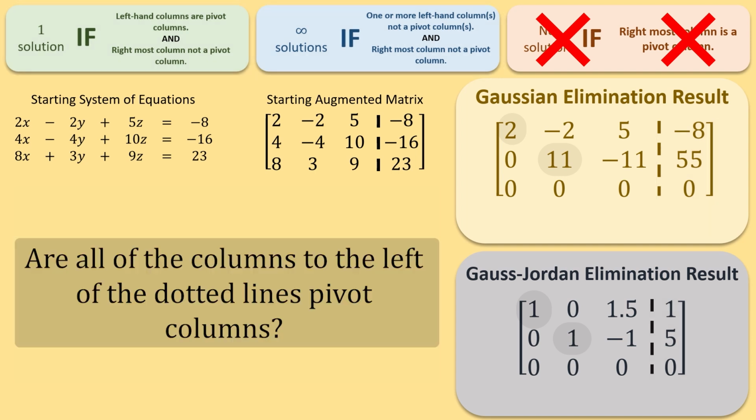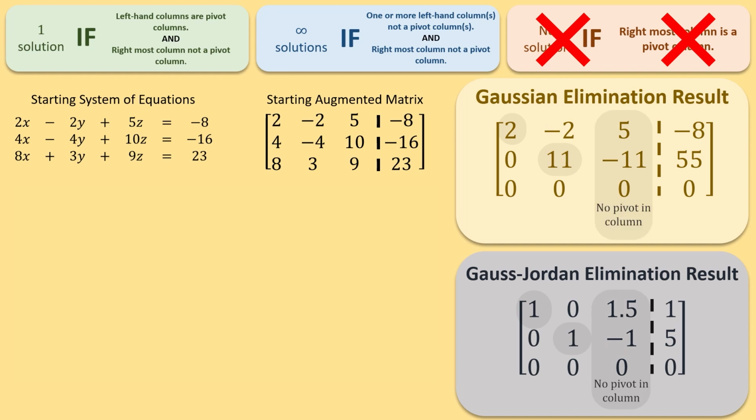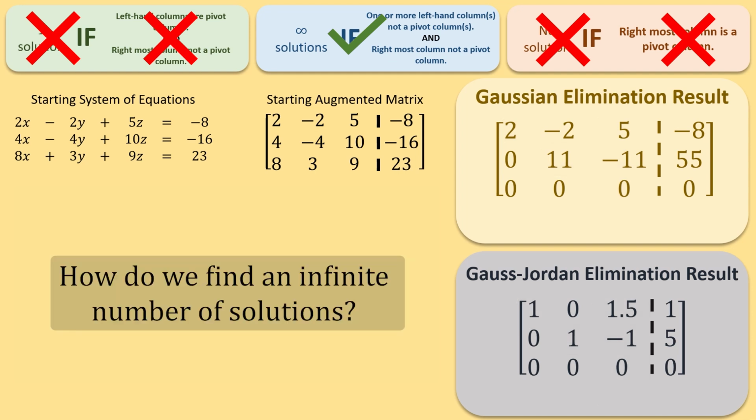Are all the columns to the left of the dotted line pivot columns? No. In both results, there is a column to the left of the dotted line that is not a pivot column, and so we know that our system of equations will have an infinite number of solutions. We can cross out the first scenario. How do we find the infinite number of solutions?